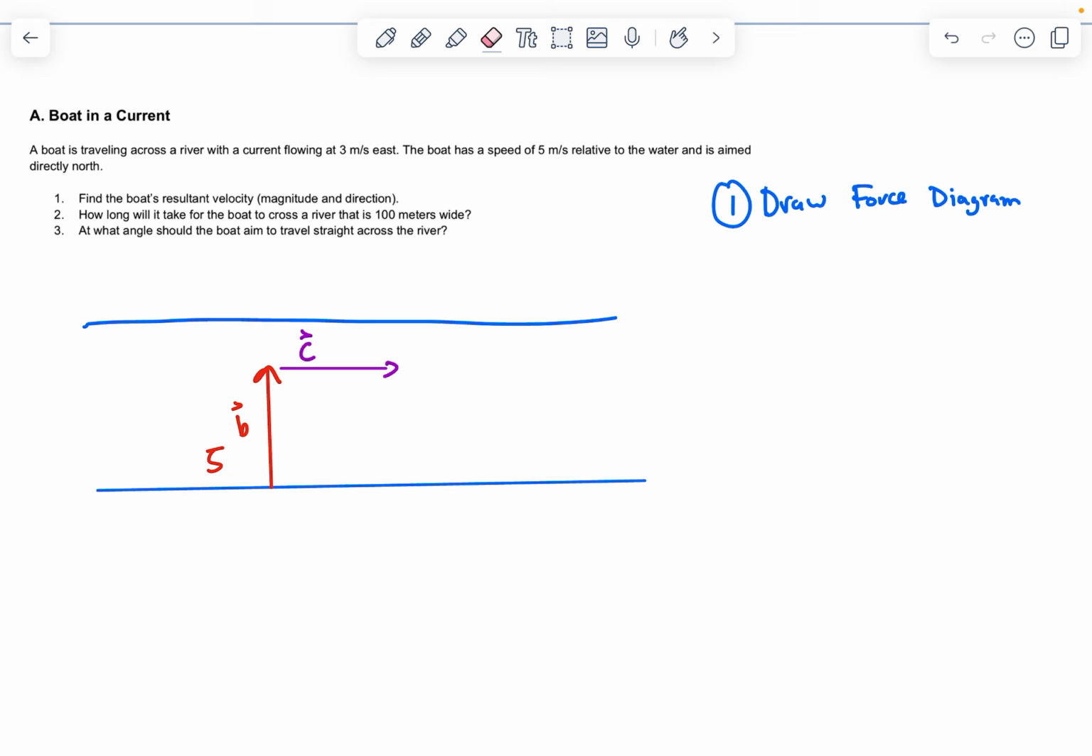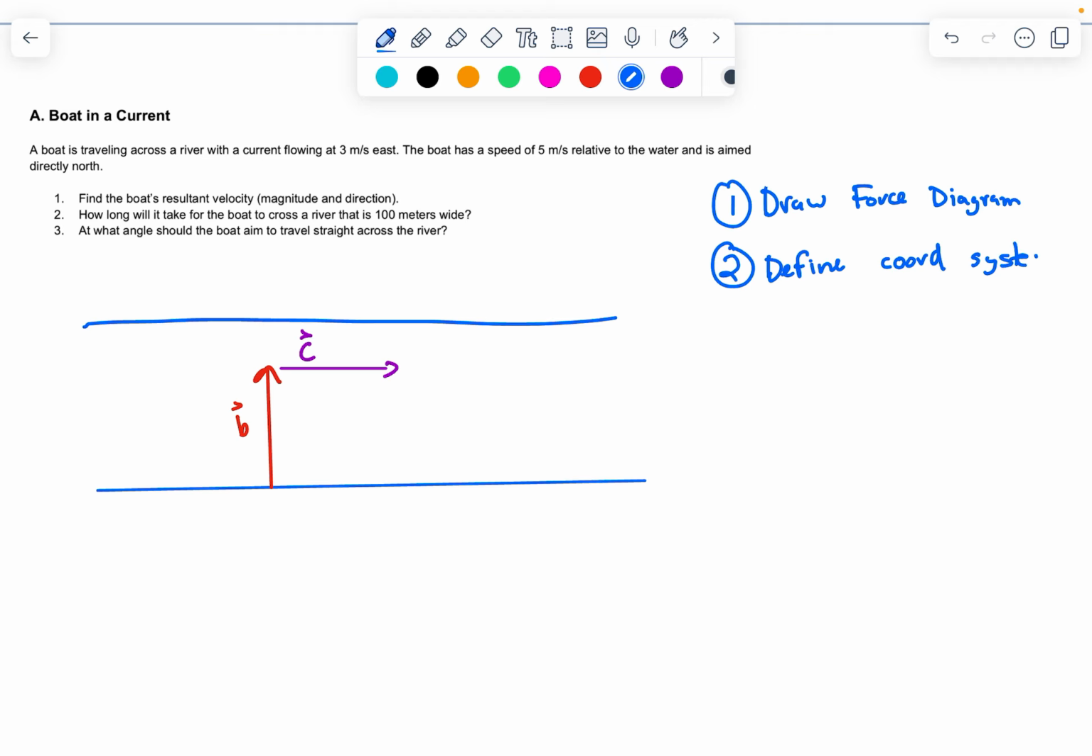Okay. Next, we need to define a coordinate system. So we can't do anything unless we have an actual coordinate system to work around. And check out my last video if you want to see a little bit more about defining those. But this is pretty straightforward. We've got a river, we've got east, and we've got north. So really, any good logical coordinate system here is going to look like this, right? Why wouldn't we just draw our coordinate system aligned in this manner? We'll call this X, we'll call this Y.